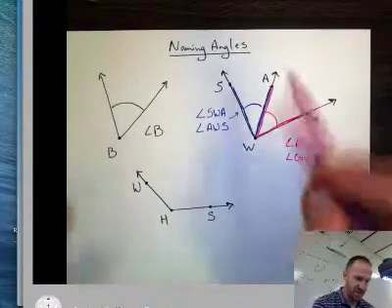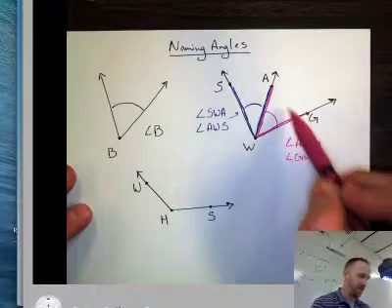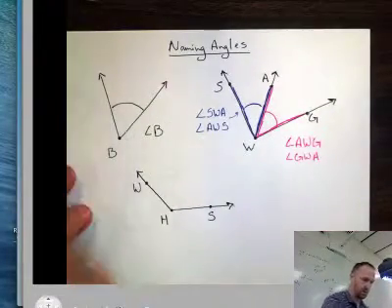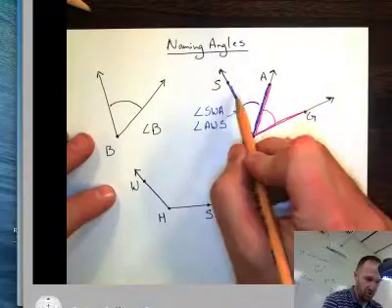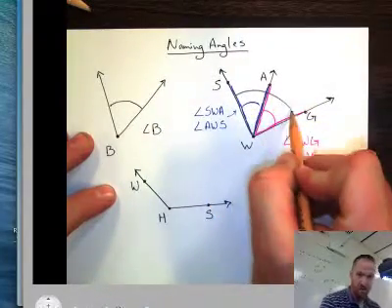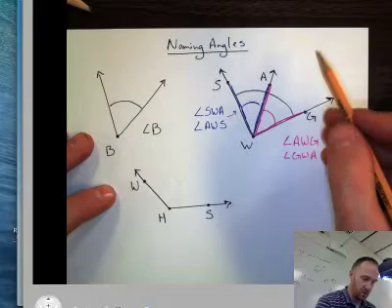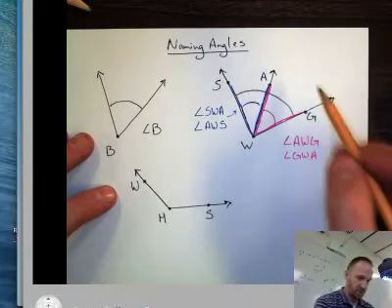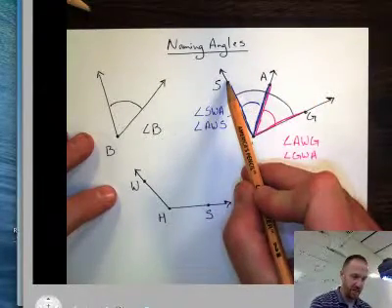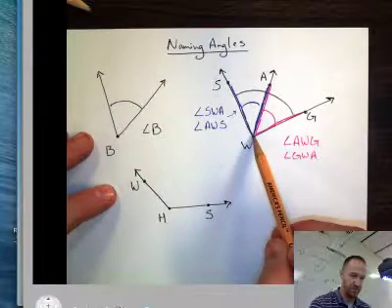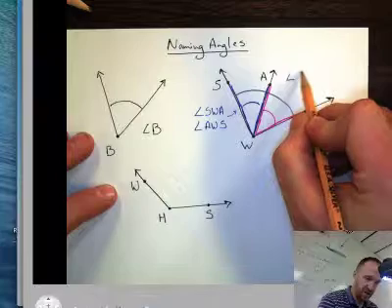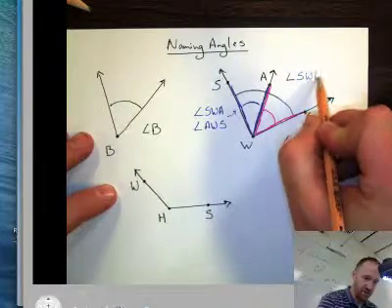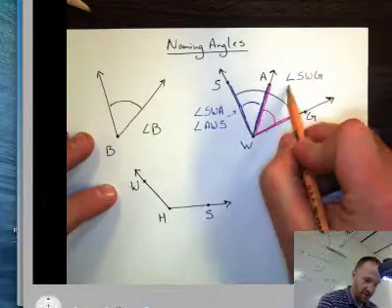So what if we wanted to name this whole big angle up here? Well, we start on one side, we call it S, then we go to the pointy part, W, G. So that would be one way to name that angle, SWG. We could also call it angle GWS.